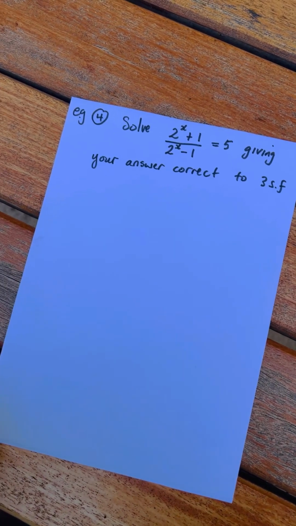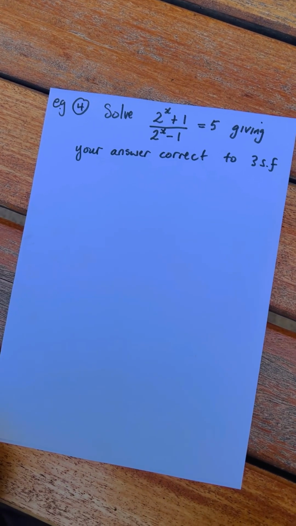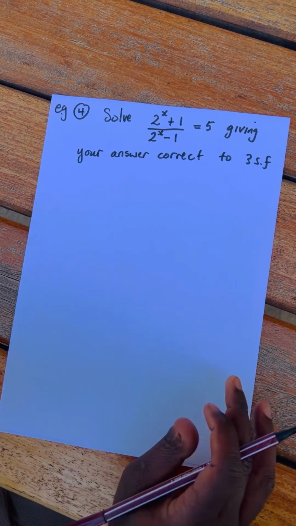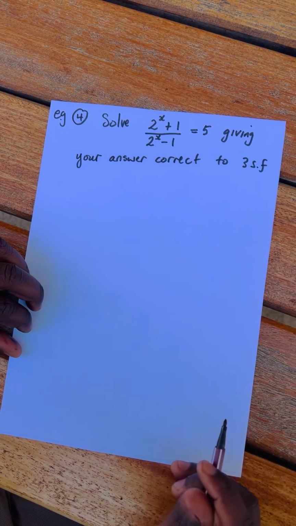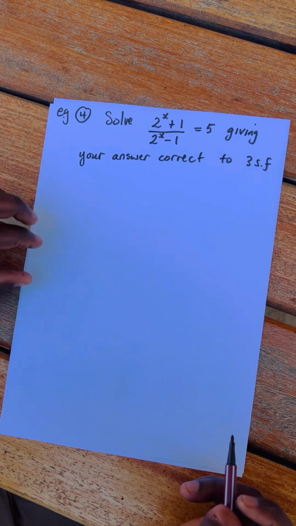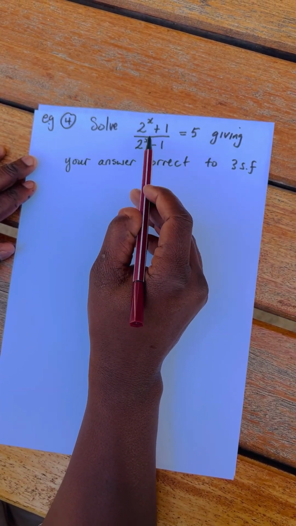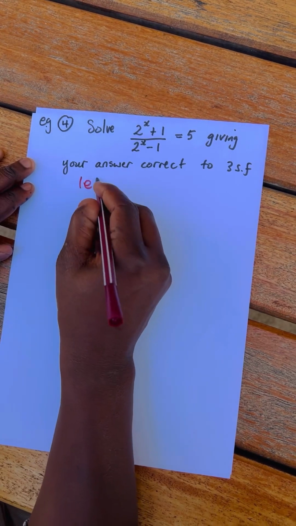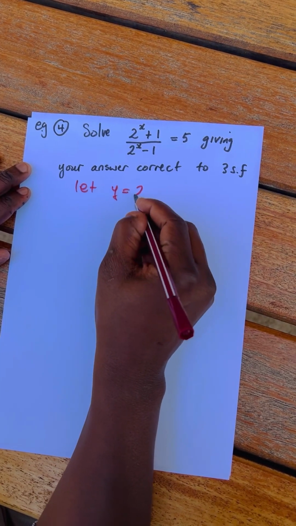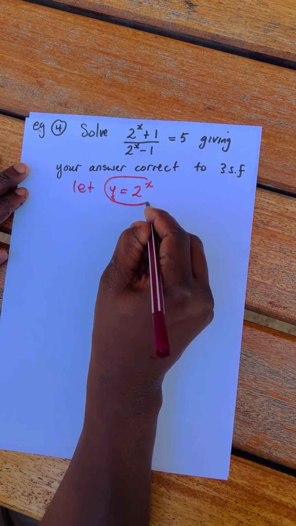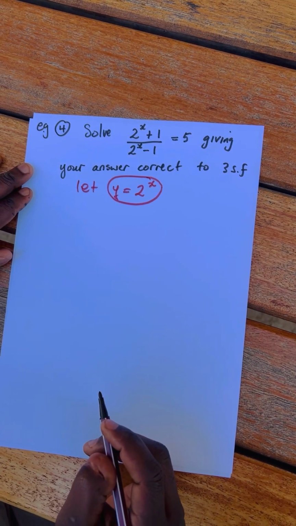All right, so we're moving on to example 4. And this set of examples now, we want to look at where you need to make a substitution before you can solve the equation. So for example, here I can see the common thing is 2 to the power x. So I can start by letting y equal 2 to the power of x. We need to remember this substitution right at the end after we're done.